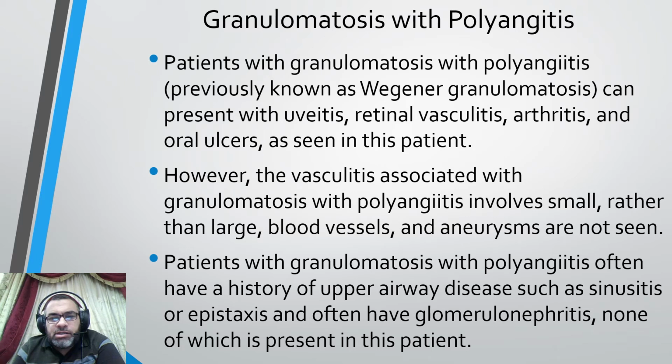Other differential diagnoses included in this case are granulomatosis with polyangiitis. Patients with granulomatosis with polyangiitis, previously known as Wegener granulomatosis, can present with uveitis, retinal vasculitis, arthritis, and oral ulcers as seen in this patient. However, the vasculitis associated with granulomatosis with polyangiitis involves small rather than large blood vessels, and aneurysms are not seen at all. Patients with granulomatosis with polyangiitis often have a history of upper airway disease such as sinusitis or epistaxis, and often have glomerulonephritis, none of which is present in this patient. So this differential is excluded.